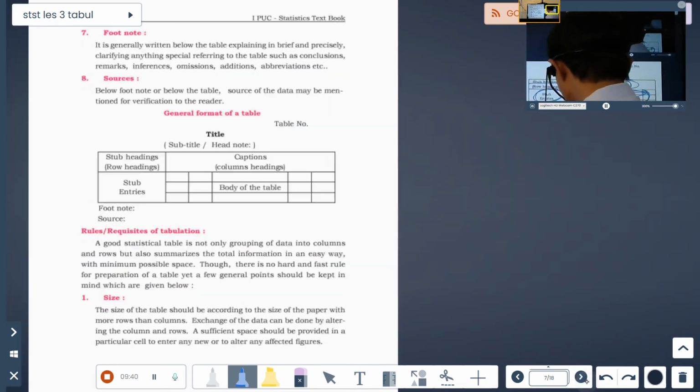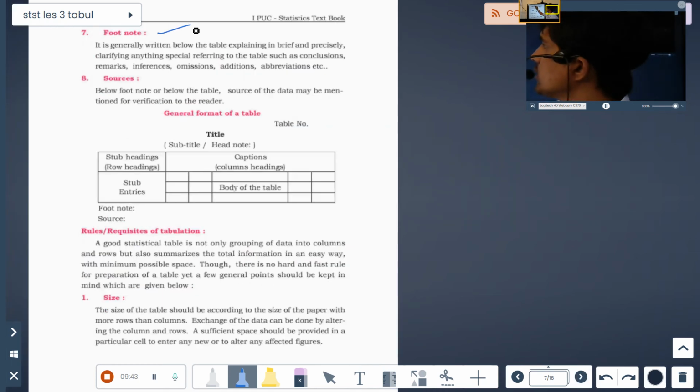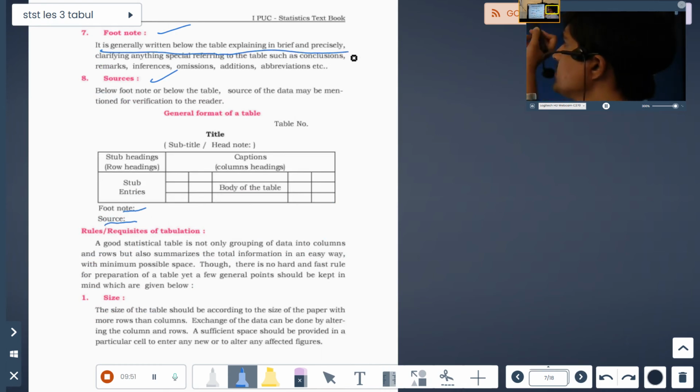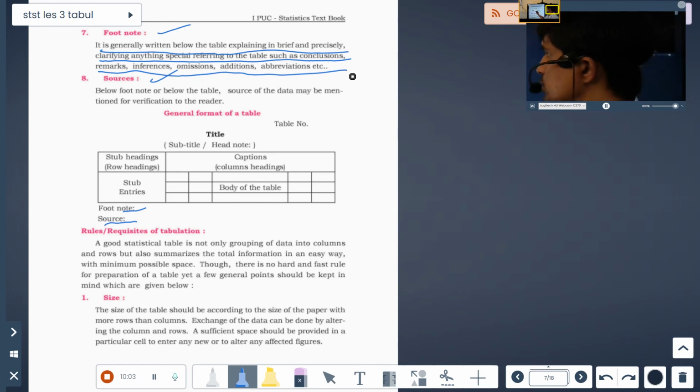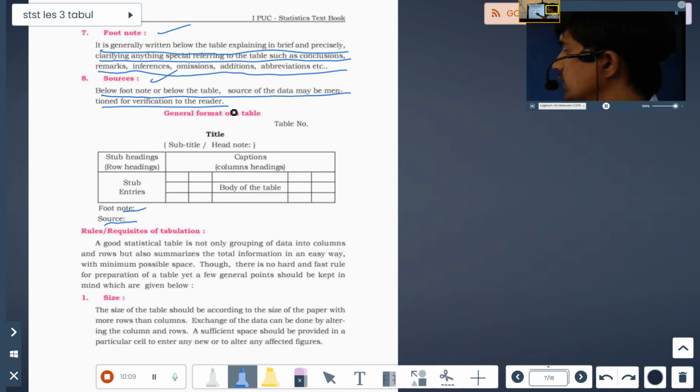Next two parts are remaining, that is footnote and source note. This also has been asked. What is footnote? It is generally written below the table, explaining briefly and precisely, clarifying anything special referring to the table, such as conclusions, remarks, inferences, omissions, additions, observations, etc. And source: below the footnote or below the table, the source of the data may be mentioned for verification by the reader. If I have taken something from somewhere, that is called the source. And footnote is any clarification required, if necessary, that can be given in the footnote.